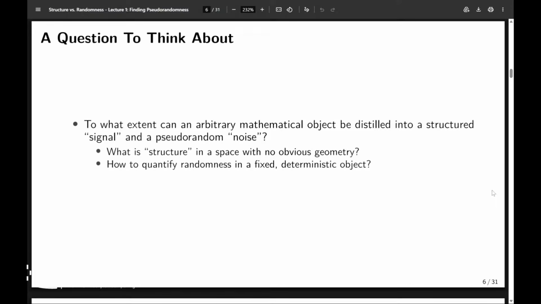You have to say what the notion of structure is that you want to define and work with, and then, something that people in this workshop are probably pretty familiar with, but is definitely necessary for this paradigm to make sense: how do you quantify randomness in some fixed deterministic object?